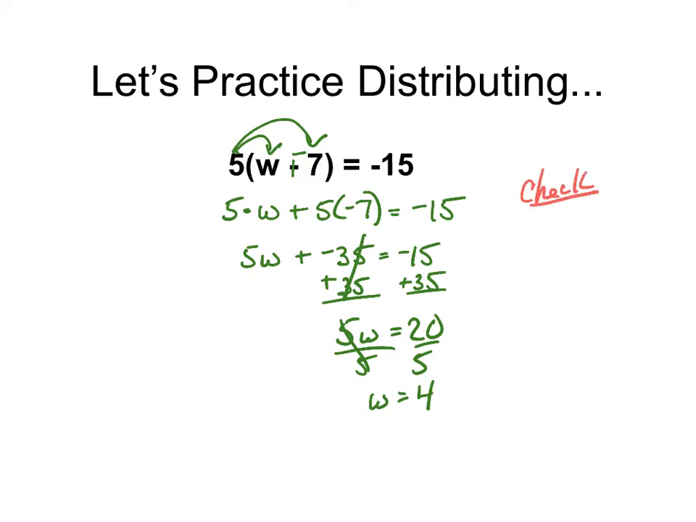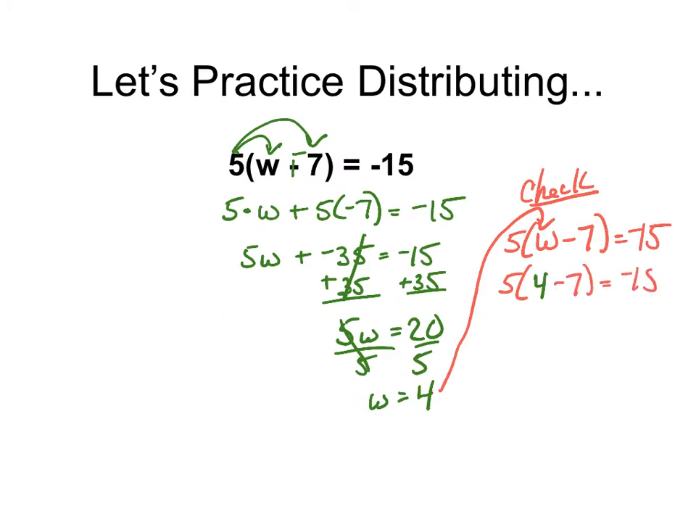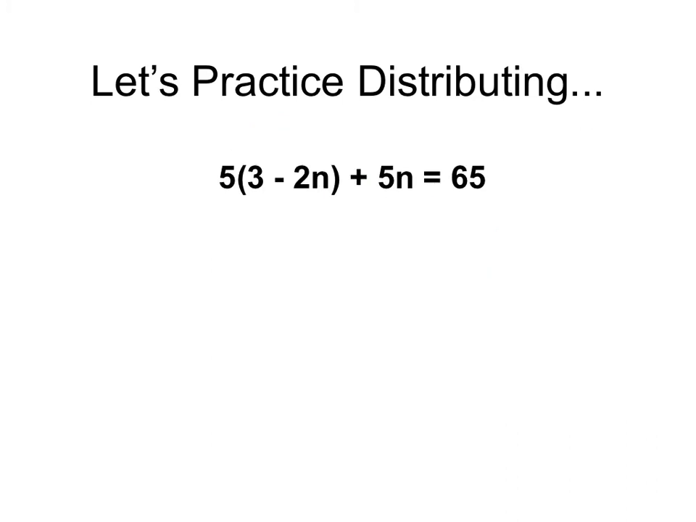To do my check step, I go back to my original equation. And I'm going to put in 4 where I see w. So I'll have 5 times 4 minus 7 equal negative 15. I do it in parentheses first. 5 times negative 3 equal negative 15. Negative 15 equals negative 15, and it checks. All right, let's look at another example.